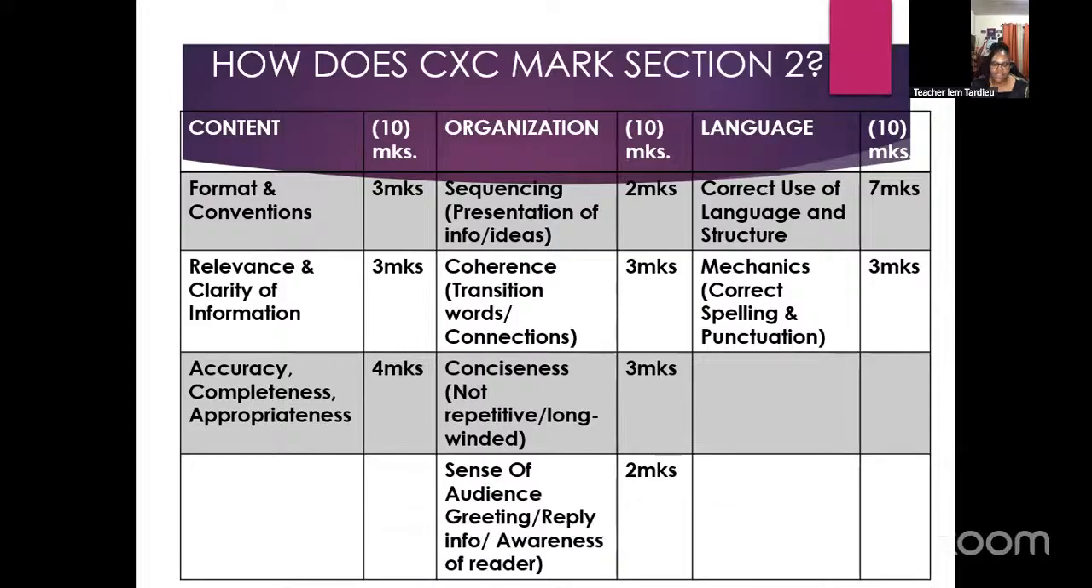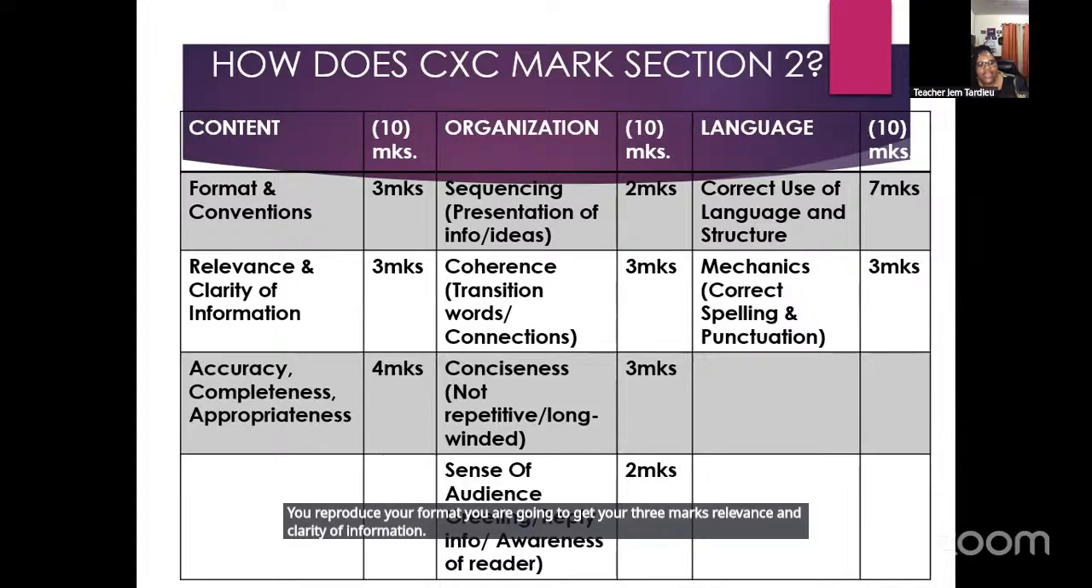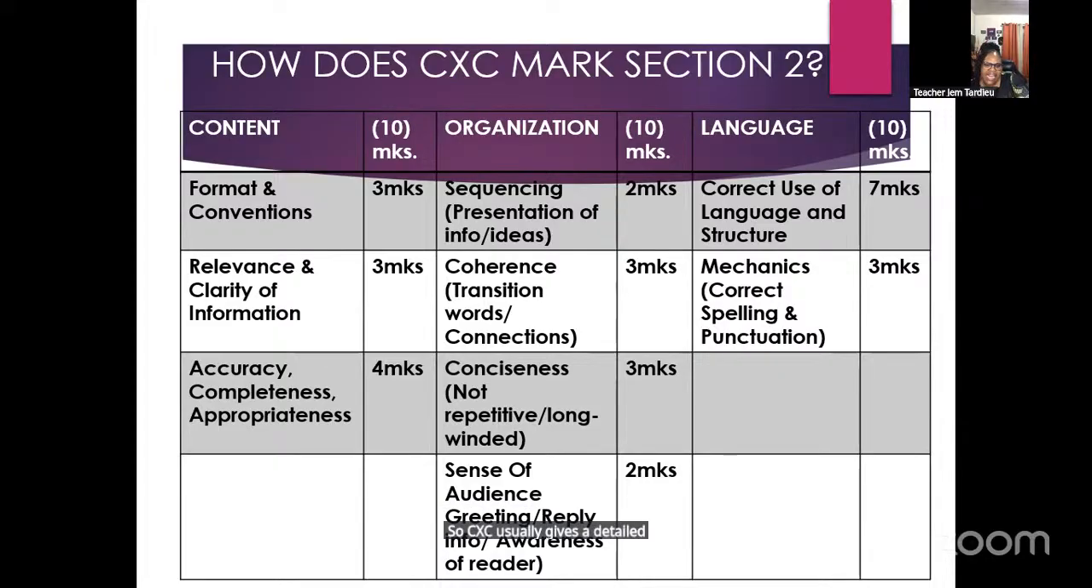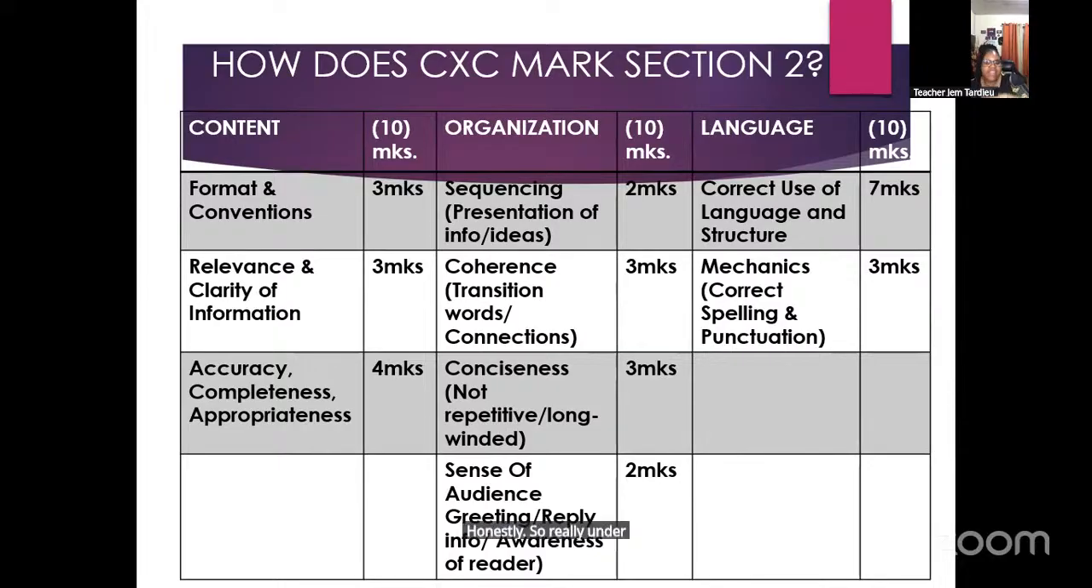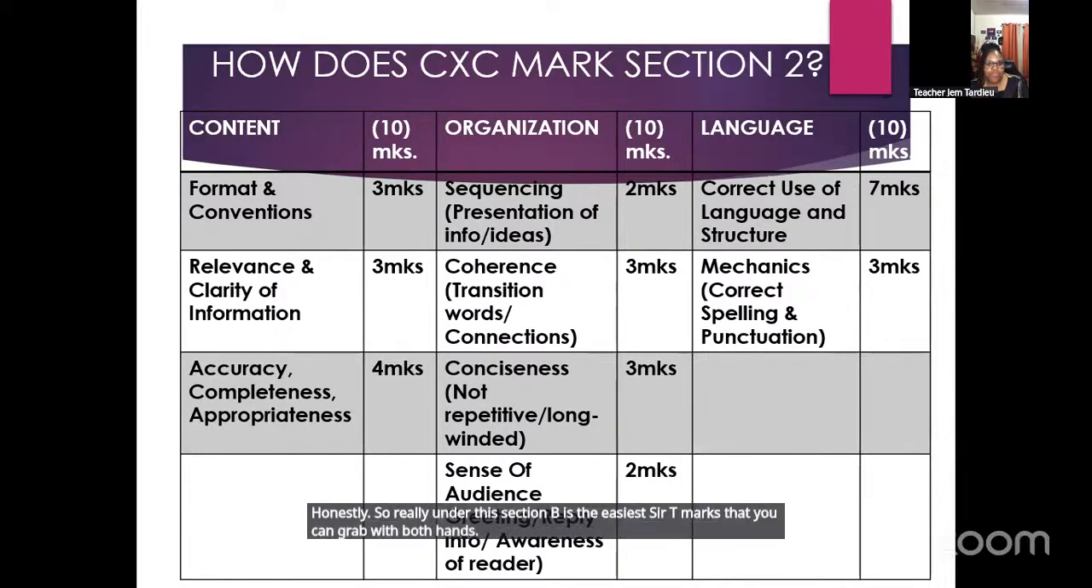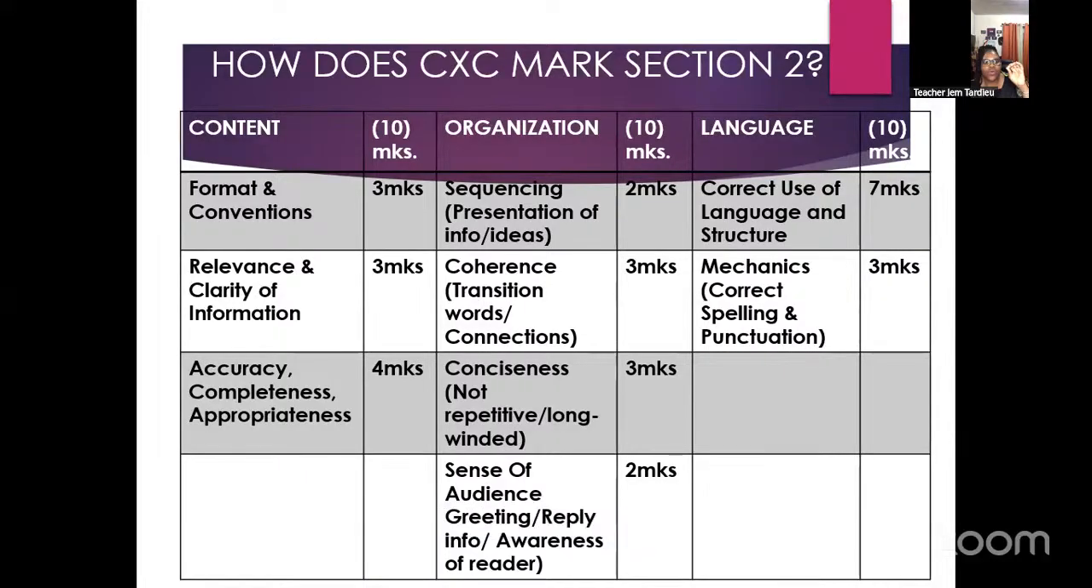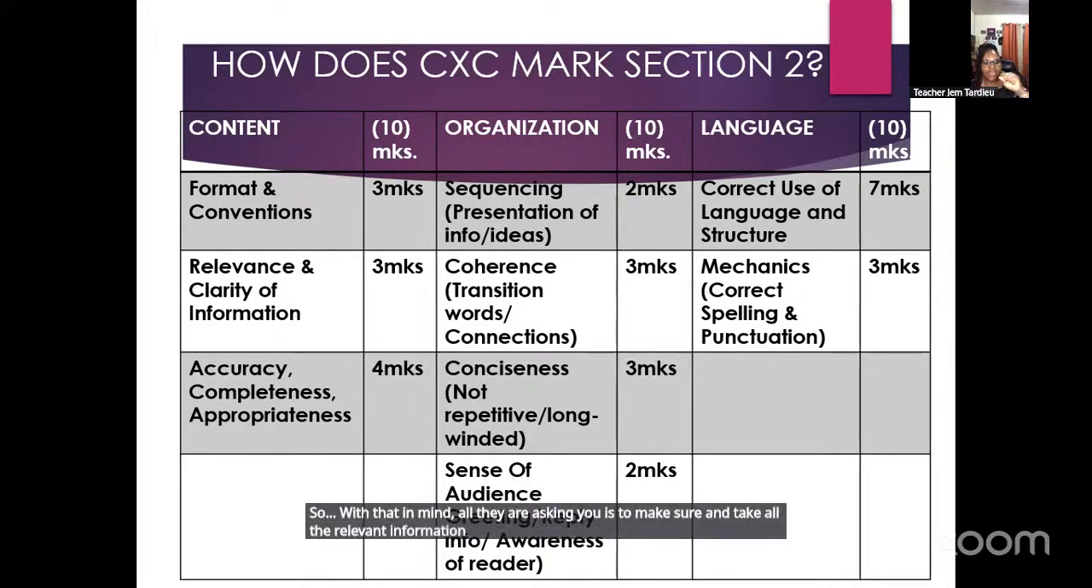Relevance and clarity of information. So CXC usually gives a detailed prompt. They don't really leave much to the imagination. They don't leave you on your own to stray, honestly. So really and truly, section B is the easiest 30 marks that you can grab with both hands. So with that in mind, all they are asking you is to make sure and take out the relevant information that they have put there for you. Make sure that when you rewrite it, that it is clear, that we understand what you're trying to say. You get your 3 marks.